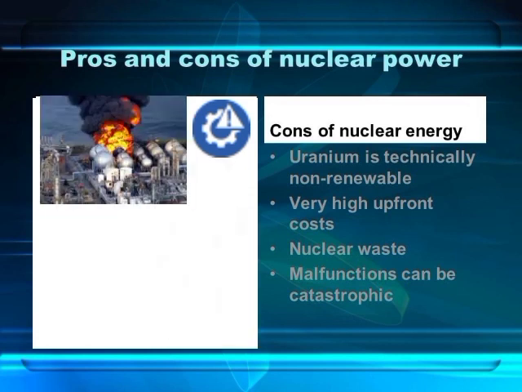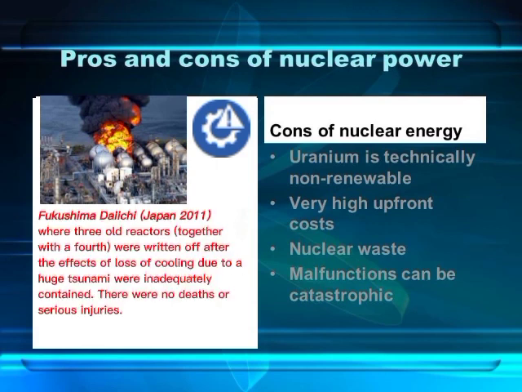And last, third, Fukushima Daiichi in Japan in 2011, where 3 old reactors, together with a fourth, were written off after the effect of loss of cooling due to a huge tsunami were inadequately contained. There were no deaths or serious injuries due to radioactivity, though about 19,500 people were killed by the tsunami.